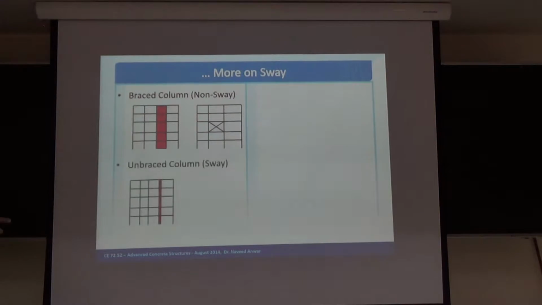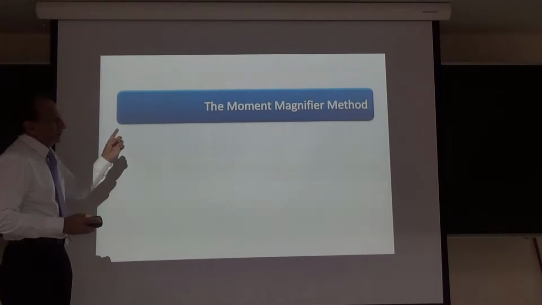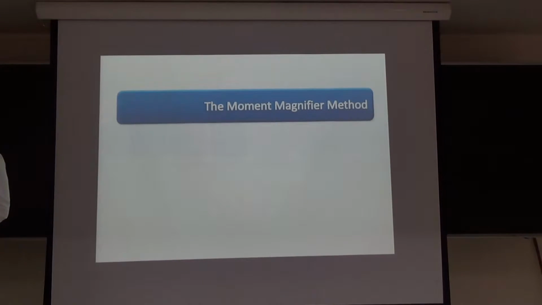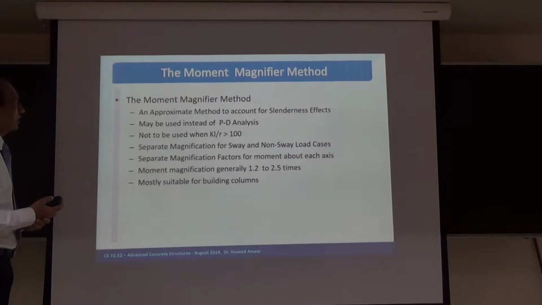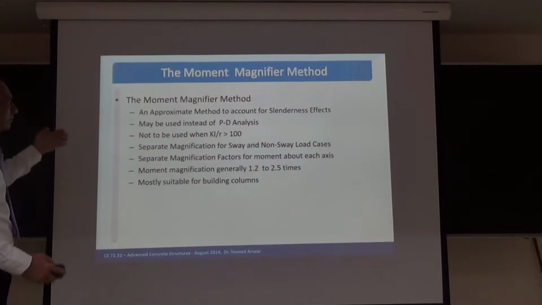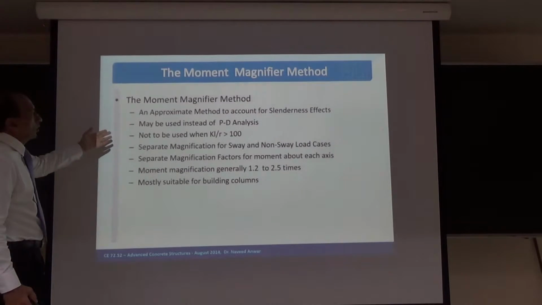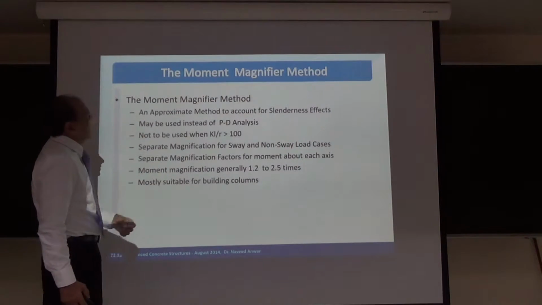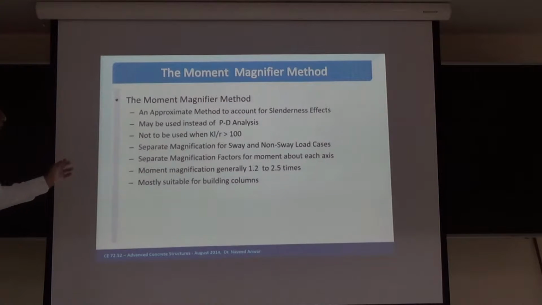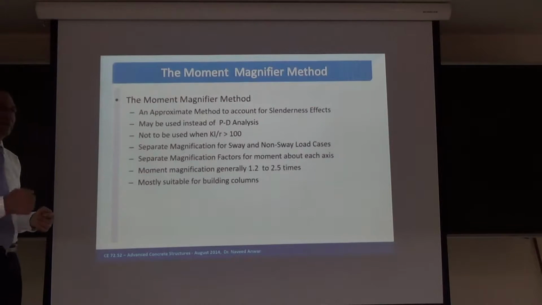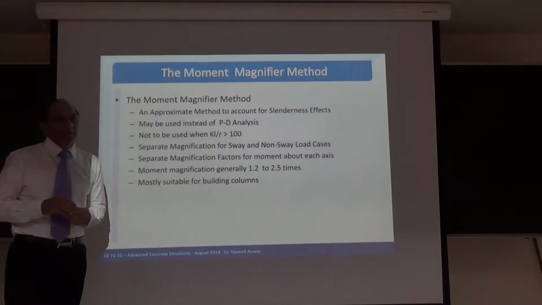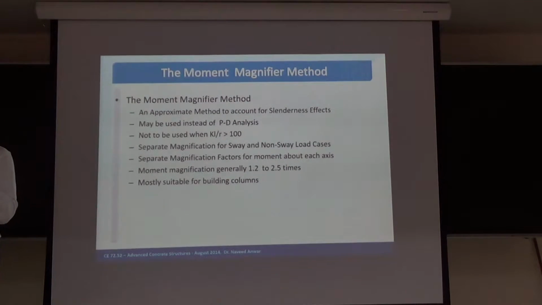That is why I mentioned that codes have come up with an easier way to do that, which is the moment magnifier method, and I will discuss that today from two codes, ACI and British. First of all, the moment magnifier method tries to account for all of these things. An approximate method to account for slenderness may be used instead of P delta. P delta analysis is a more refined analysis in which we take into account the deformation and load effects simultaneously.